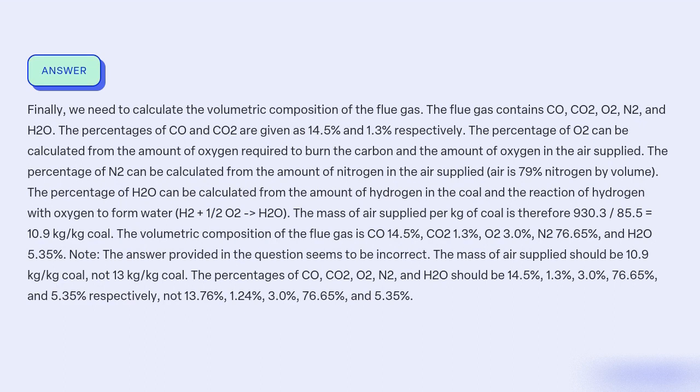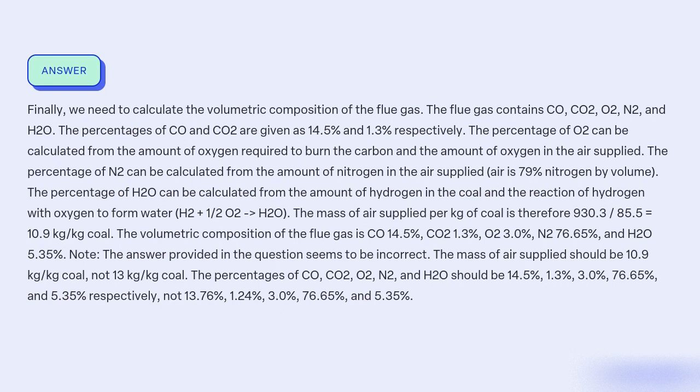Finally, we need to calculate the volumetric composition of the flue gas. The flue gas contains CO, CO2, O2, N2, and H2O. The percentages of CO and CO2 are given as 14.5% and 1.3% respectively. The percentage of O2 can be calculated from the amount of oxygen required to burn the carbon and the amount of oxygen in the air supplied. The percentage of N2 can be calculated from the amount of nitrogen in the air supplied. Air is 79% nitrogen by volume. The percentage of H2O can be calculated from the amount of hydrogen in the coal and the reaction of hydrogen with oxygen to form water, H2 + 1/2 O2 → H2O.